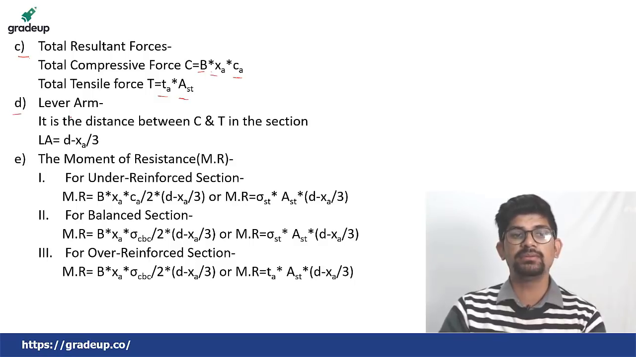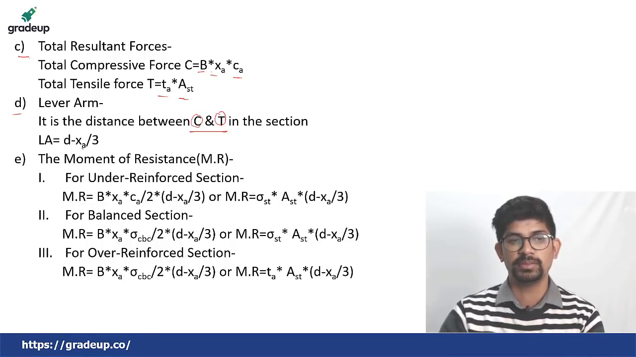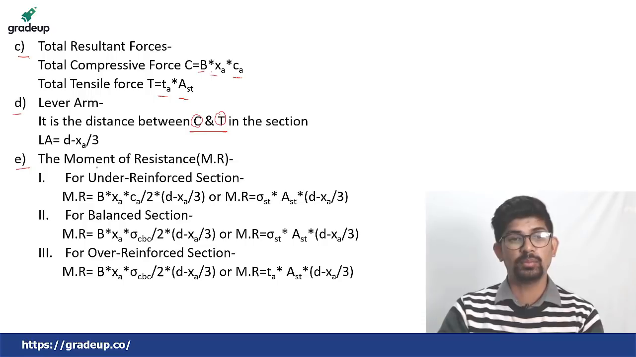The next step is the lever arm. The lever arm is the distance between the resultant compressive force and the resultant tensile force in the section. The lever arm here will be D minus XA by 3. So the next step is the moment of resistance.